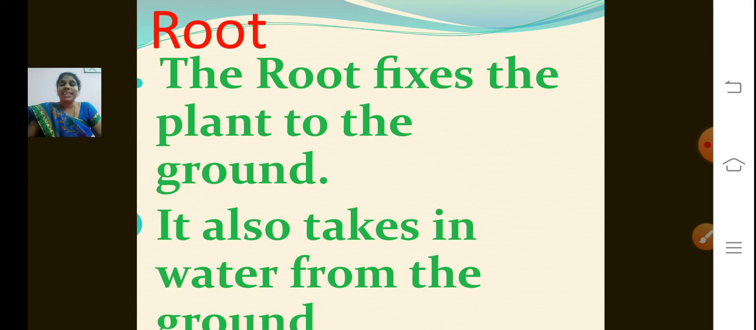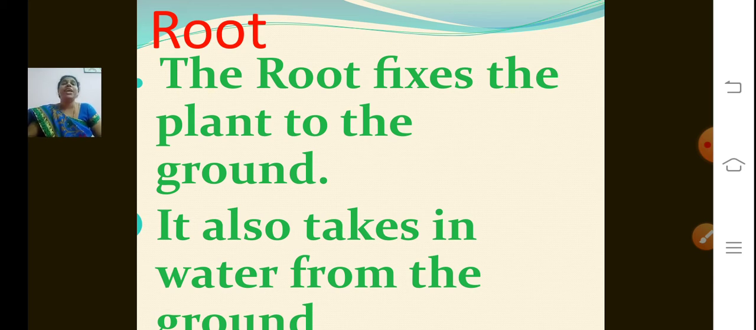It also takes in water from the ground. So the plant needs water, right? That water, this root will take from the ground. I'll repeat it one more time. What is the function of a root? It fixes the plant to the ground. It also takes in water from the ground.